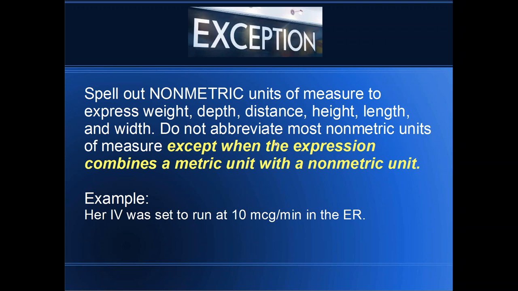You can go under your notes if you think of any. It's abbreviated here because it says it's an exception, right, Jennifer? She was just asking whether it's abbreviated, because otherwise it says to spell out non-metric units of measure. Do not abbreviate most non-metric units of measure except when the expression combines a metric unit with a non-metric unit. So here, the non-metric unit is minute, and it actually is abbreviated, even though it's a non-metric unit. Why? Because it's used in an expression that combines a metric unit with a non-metric unit. That's clarified a little bit more in 9.1.9 with cross references as well. Hopefully I didn't confuse you more there.